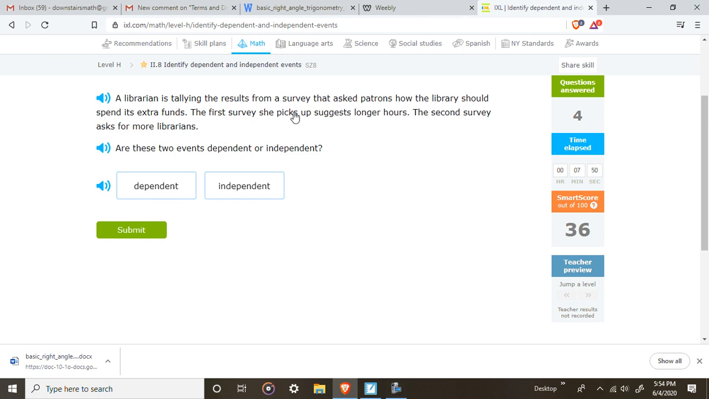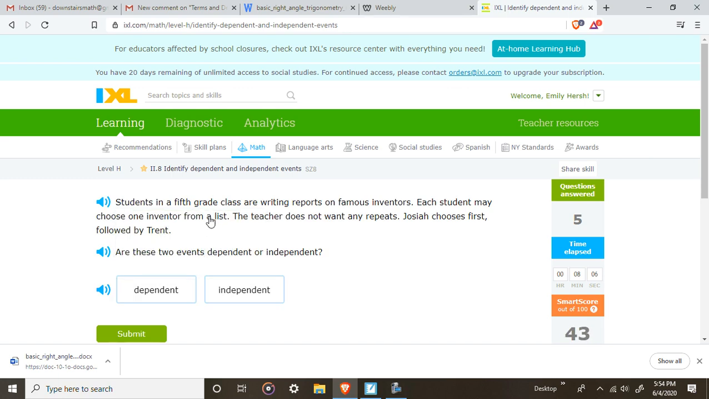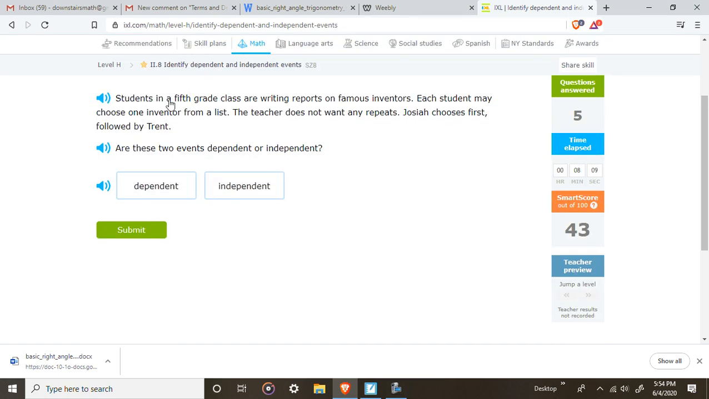No, these are independent, right? The results of the first one, she's just tallying the results, okay? So the first survey suggests longer hours. The second survey asks for more librarians. These are independent events. They have nothing to do with each other, okay? So again, like I said, we'll do 1 or 2 more.